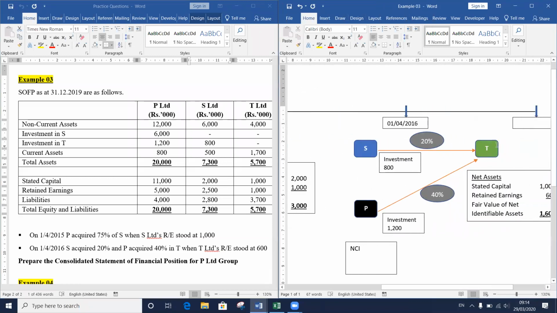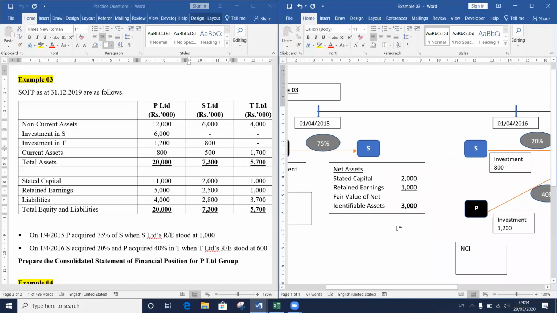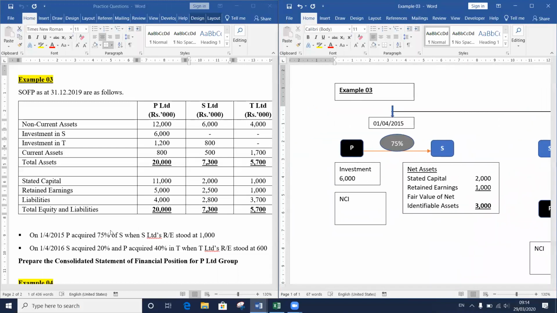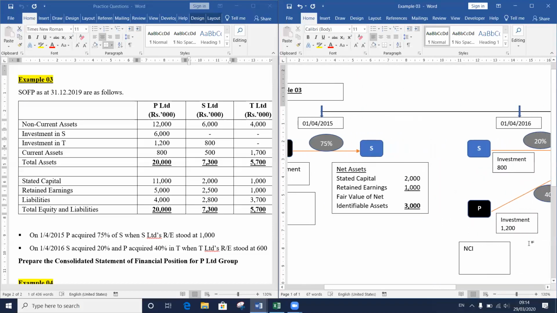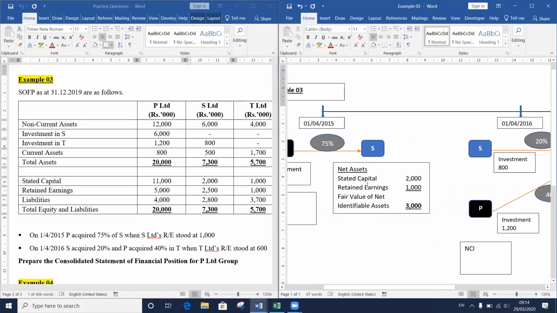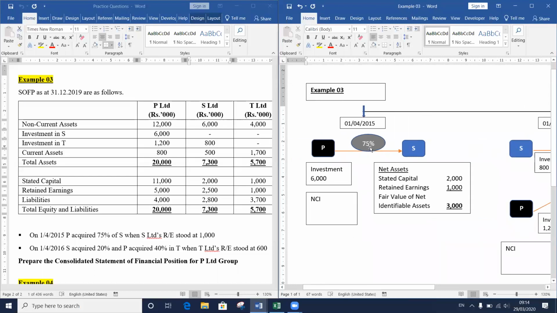Now tell me whether T is a subsidiary for us. Right? No. I'll keep that for a moment. So these are the two acquisition details given in the example. So we have mapped those things: when, who, which percentage, how much the investment was, and how the net assets of the acquiree stood on the acquisition date.